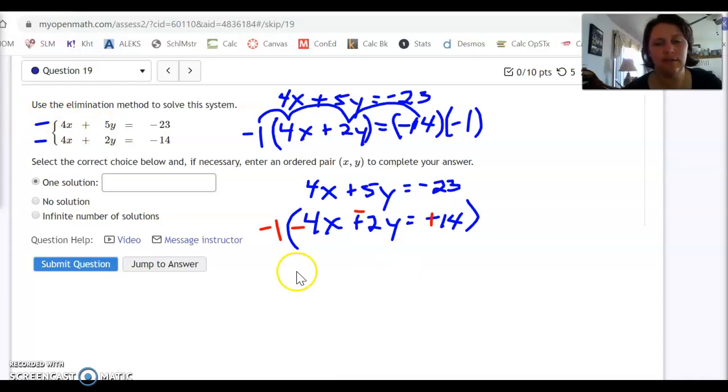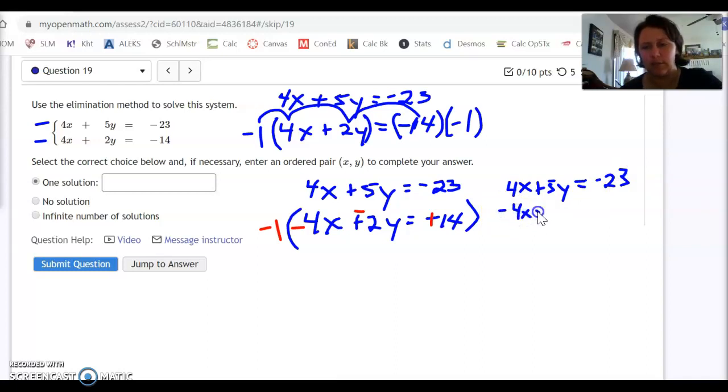So now we have a new equation, and let's write it over here to the side. We have 4x plus 5y equals negative 23. And then we write the new equation that's inside of our parentheses. So negative 4x minus 2y equals 14. So this is introducing a whole new step that we haven't had to do before, and that is multiplying negative 1 to the whole equation and distributing.